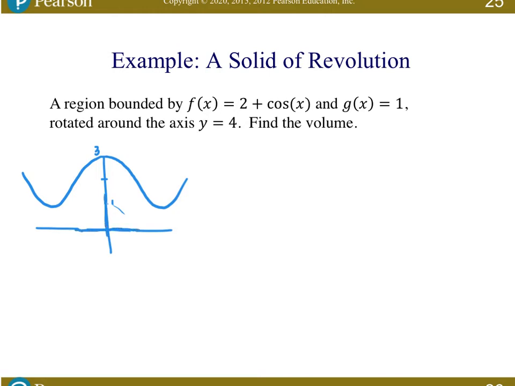All right, and then we need the line g of x equals 1. So that's just a horizontal line here. Okay, so we have the area bounded between these two things.